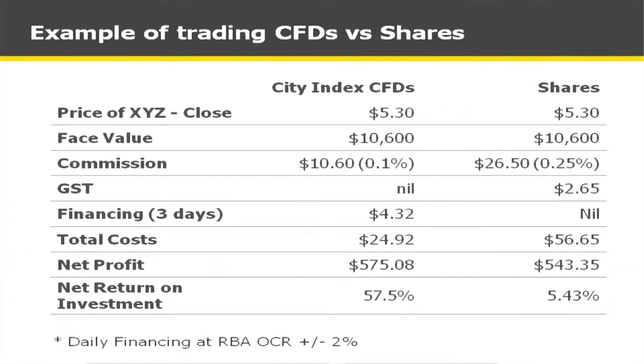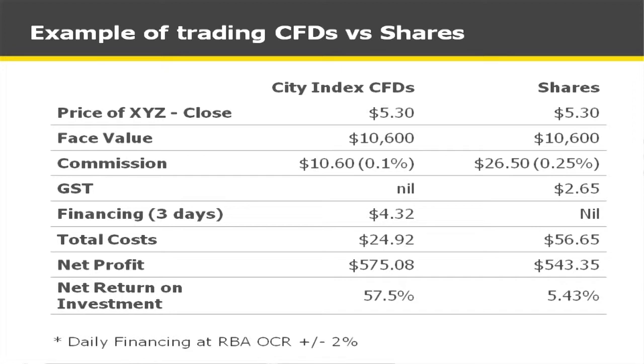The face value of the transaction is now worth $10,600. If we go to sell our CFD position, again 0.1% commission, so we're looking at paying $10.60 to close out the trade. If we keep the same commission rate on the shares, we're looking at 0.25% or $26.50. So again, you're paying more to close out the position. You don't pay any GST, of course, on the CFD commission. You do with physical shares, so this time you're paying $2.65.